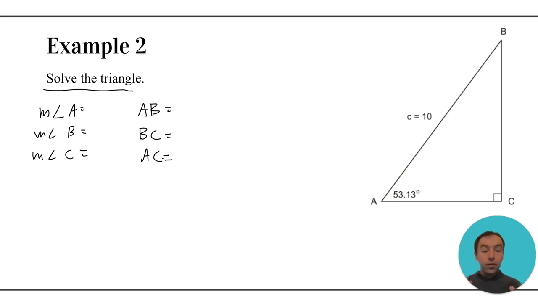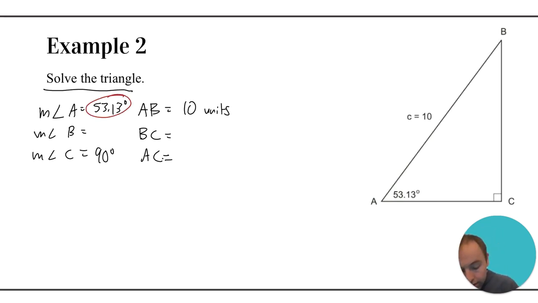So we definitely know some of those pieces already, right? So we know angle A is 53.13 degrees. We know that angle C is the right angle, which is 90 degrees. And we know this side right here, C is 10, which is side AB. So 10 units, right? Beautiful.